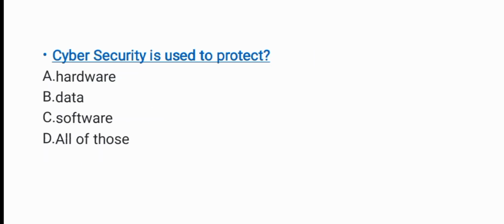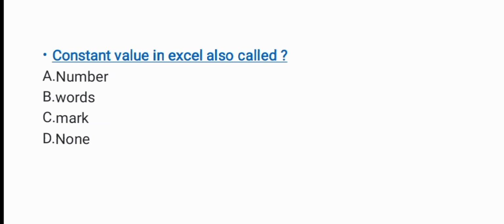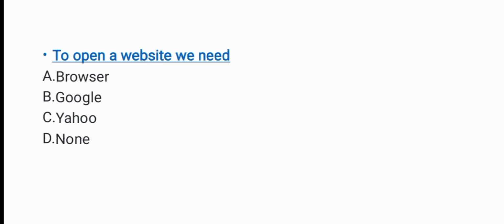Cybersecurity is used to protect hardware, data, software, all of these. The correct option is option D, all of these. Cybersecurity protects all of these, hardware, software and data. Constant number, constant value in Excel is also called number, words, mark, none. The correct option is option A, number. To open a website, we need a browser, Google, Yahoo, none of these. The correct option is option A, browser.